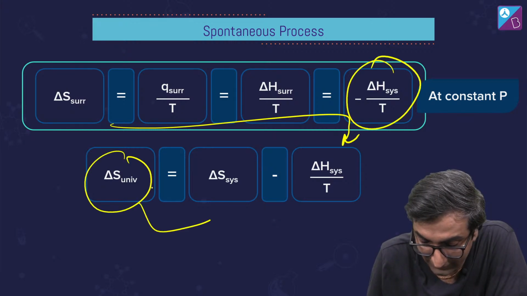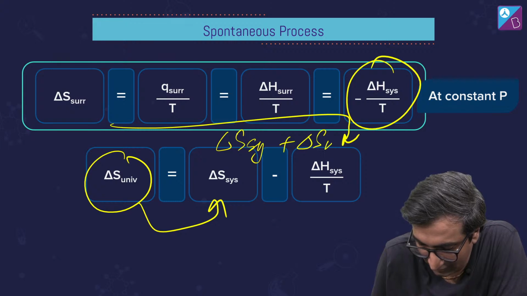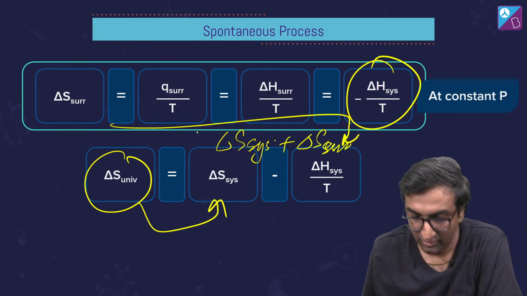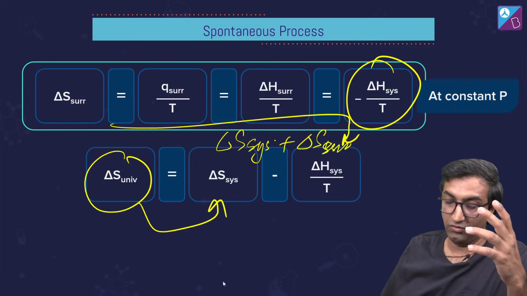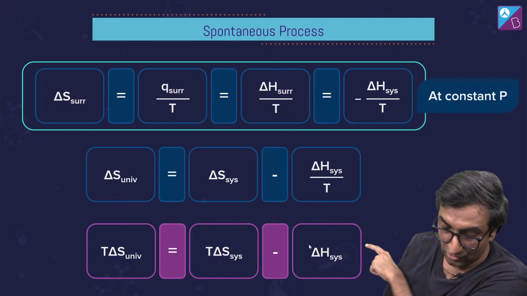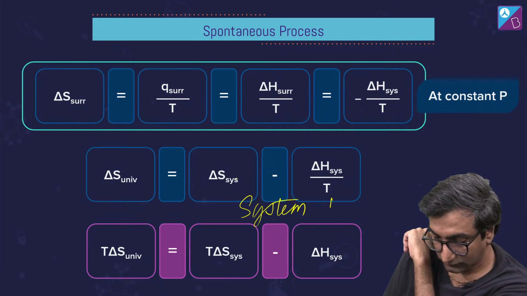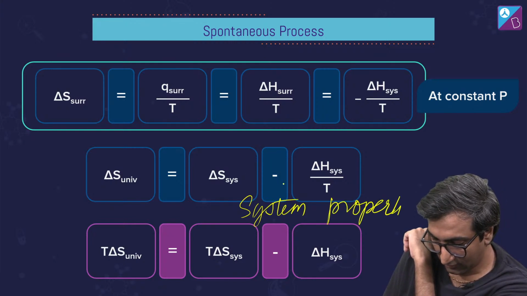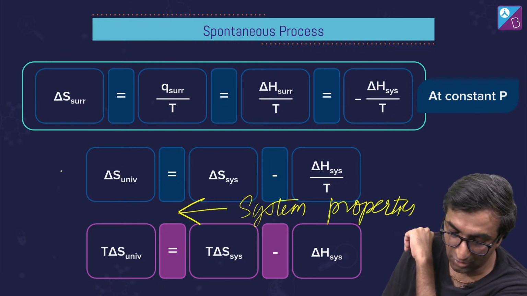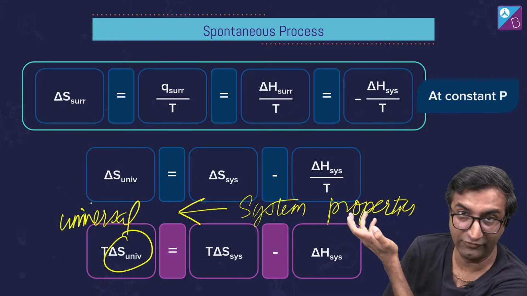So delta S universe is delta S system plus delta S surrounding. वही मैं यहाँ पे लिख रहा हूँ. ठीक है. Ta-da! So if I take T to the other side, I get this sort of a thing. So in a way, these are all system properties. Okay. And I have related a system property to a universal property. Right? Because delta S universe.